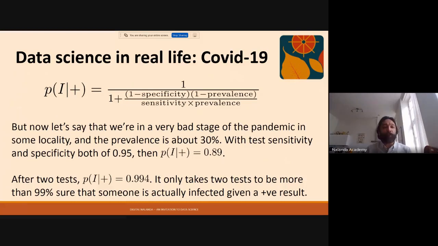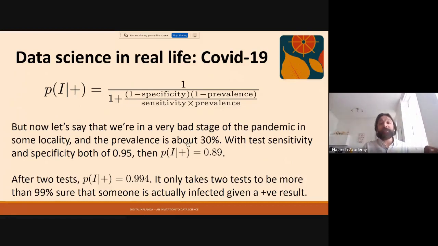But now imagine another situation, where we're in a very bad stage of the pandemic. 1% is an okay stage of the pandemic. But let's say we're in a very bad stage, and in some locality, the prevalence is about 30%. So at the height of the first wave, and by the way, this is the prevalence of currently infected individuals. You can have many, many people, let's say 60% of the population, infected over some wave, but at any given time, it's going to be a much smaller fraction.